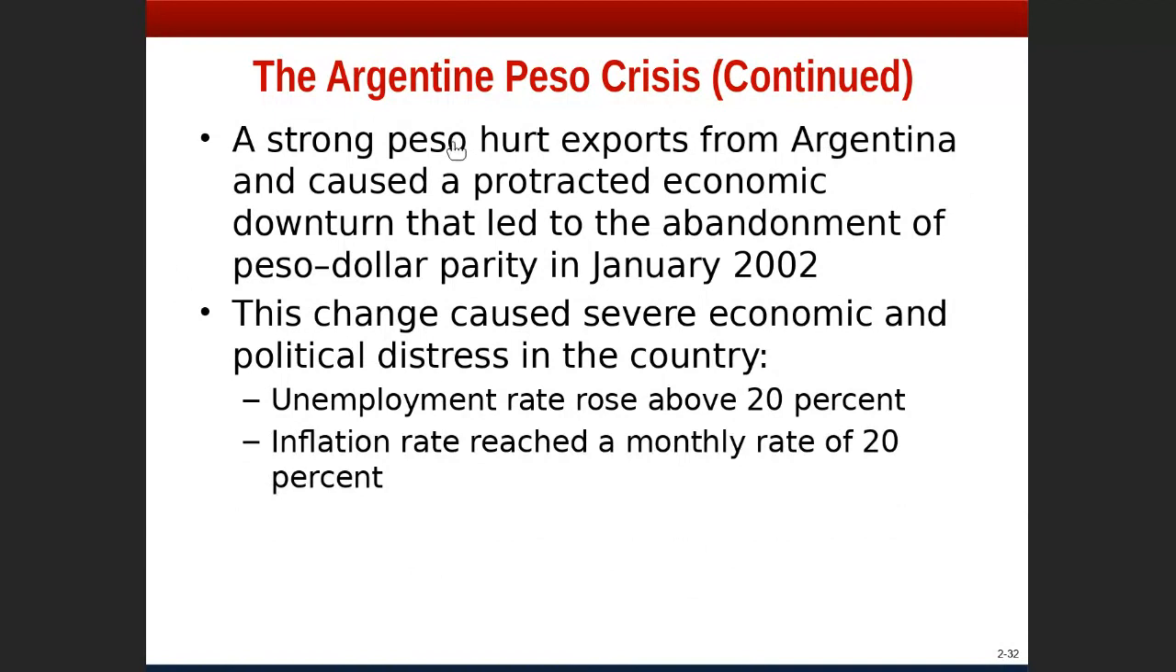The Argentine peso appreciated against most currencies as the US dollar became increasingly stronger in the second half of the 1990s. A strong peso hurt exports from Argentina and caused a protracted economic downturn that led to the abandonment of the peso-dollar parity in January 2002. This change in turn caused severe and significant economic and political distress in the country. In fact, the unemployment rate rose above 20%. Inflation reached a monthly rate of 20%. This was simply devastating.